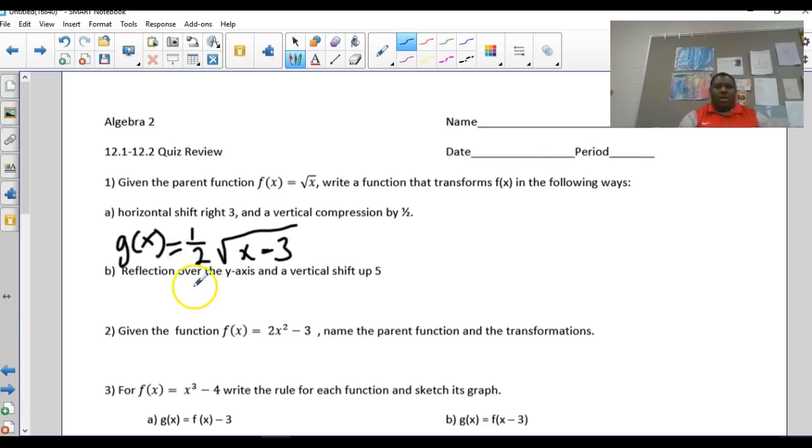Next, we have our f of x, and we're going to reflect it over the y-axis. So if we reflect it over the y-axis, that means we have a negative x. And then we're going to shift it up. The negative is for the y-axis, and then shift it up, +5. Notice that it's not underneath the radical. All right, let's go on up 5, okay?